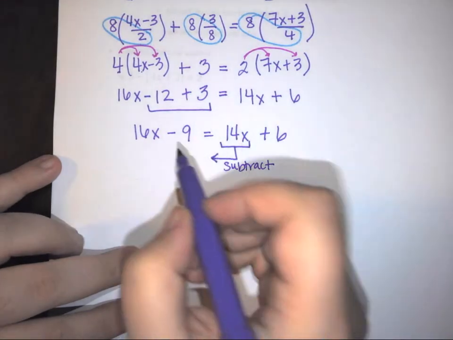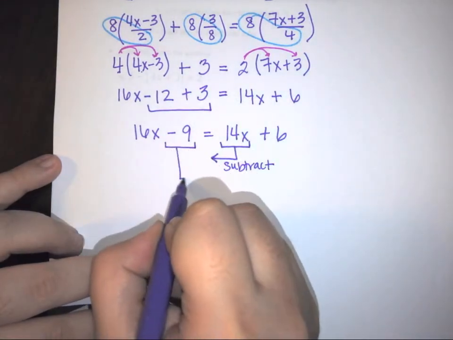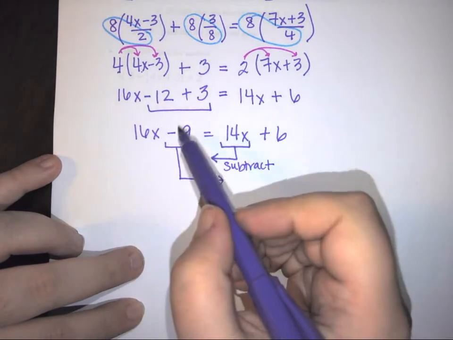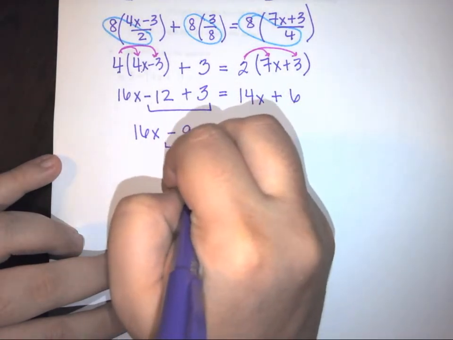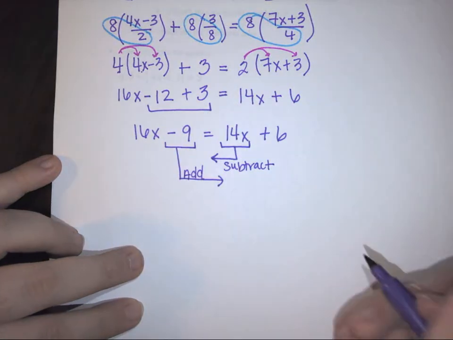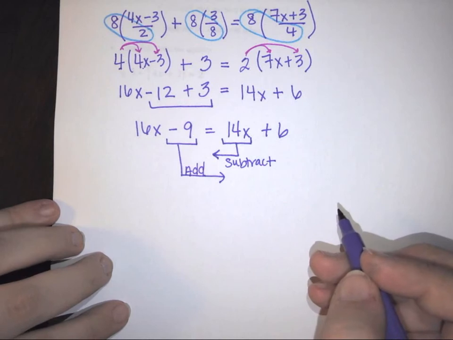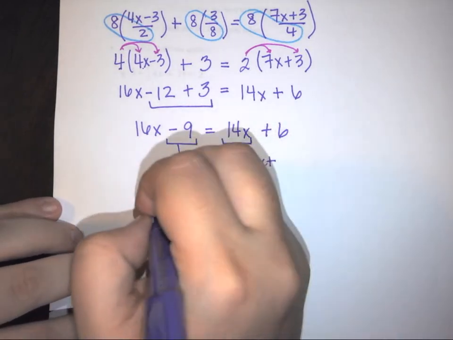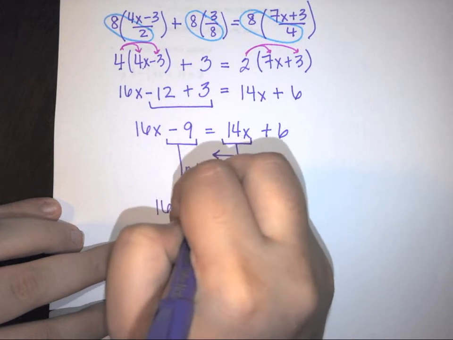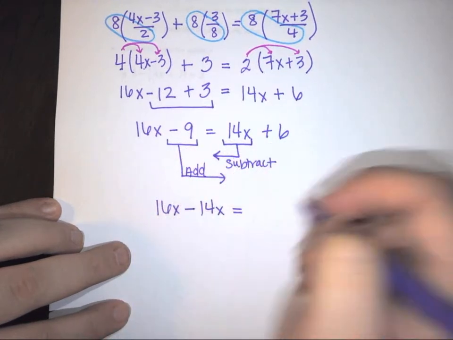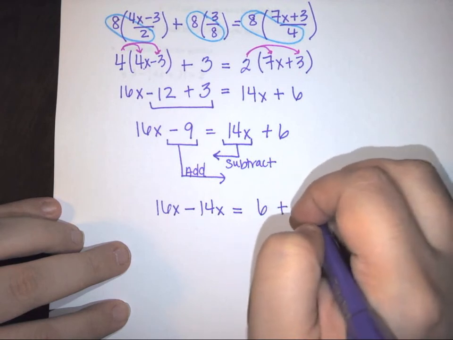At the same time, I have this negative 9 here, which I have to move to its other side. Because this is already being subtracted, to move it says I have to add. And so I'm going to reshuffle my terms and put them on their proper sides. So I have 16x minus 14x is equal to 6 plus 9.